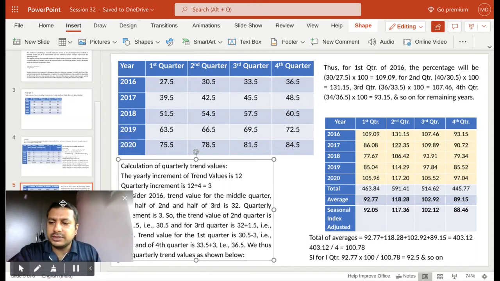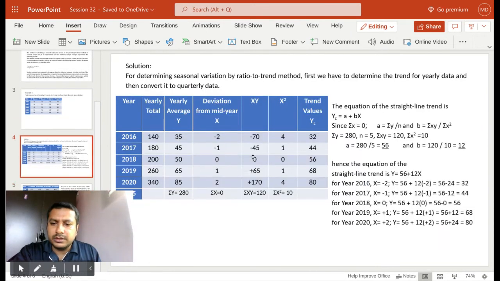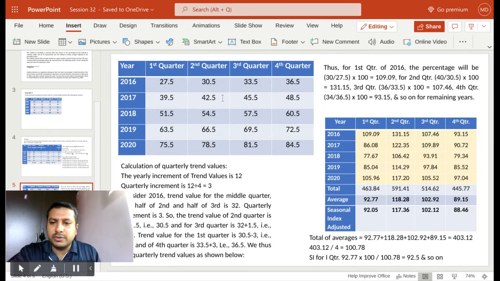Same thing for the next calculation. The value we have got is 44, which is in the middle. 44 deduct 1.5, you will get 42.5. From 44 add 1.5, you will get 45.5. From 45.5 add 3, 48.5. From 42.5 deduct 3, you will get 39.5.